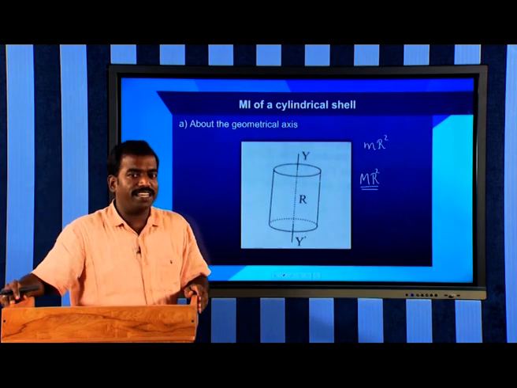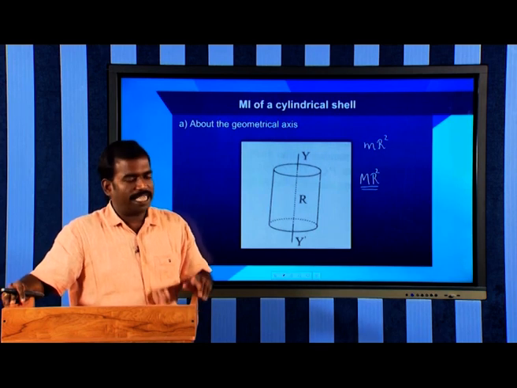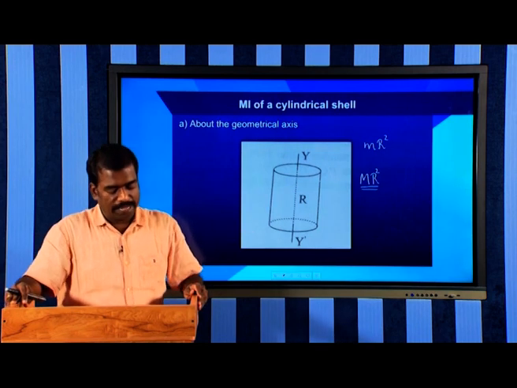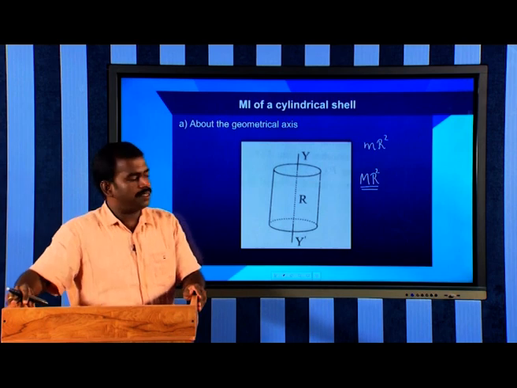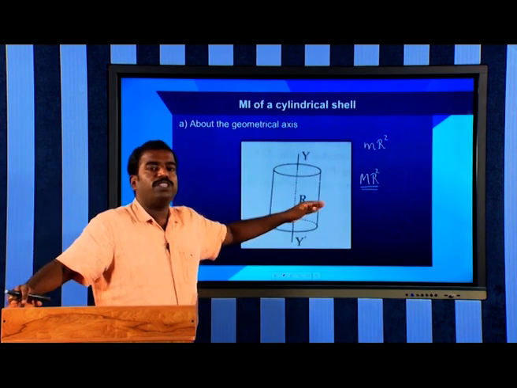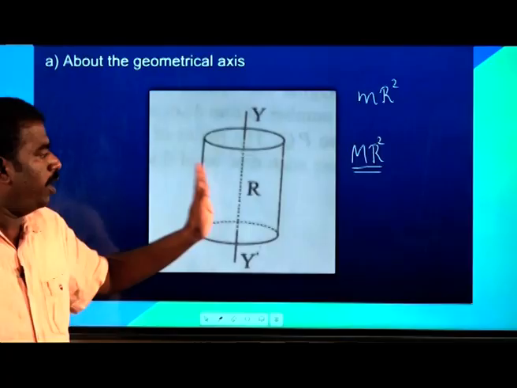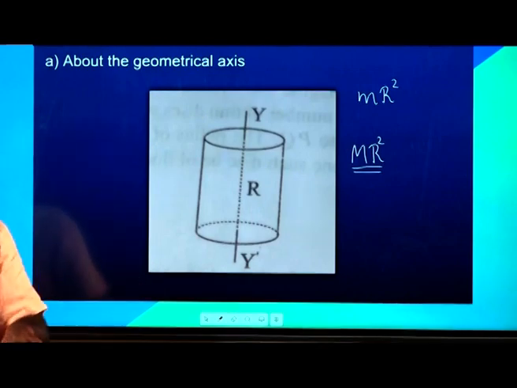In the case of the solid cylinder, it is m r square by 2. In the case of the cylindrical shell, it is m capital R square, which means it is independent of the length of the shell. It depends only on the radius of the shell.